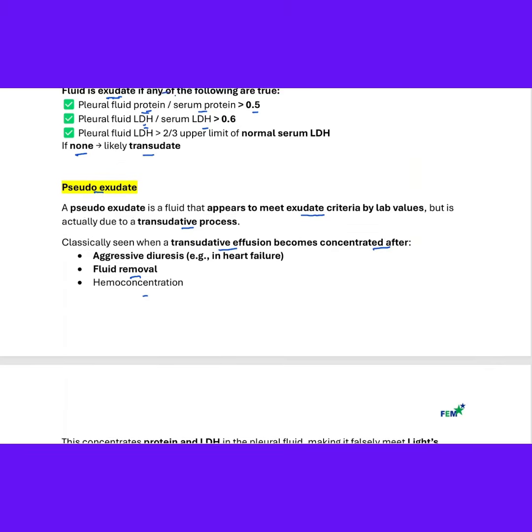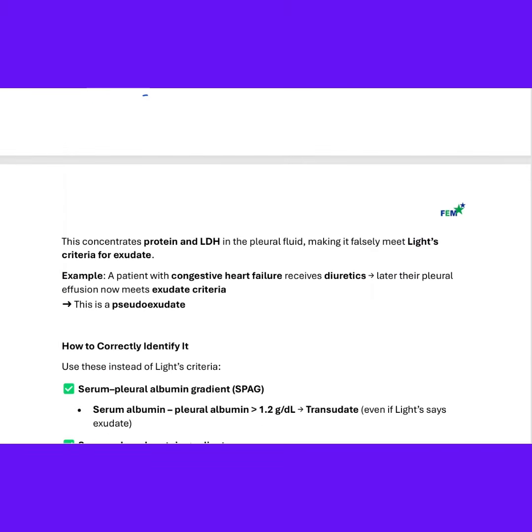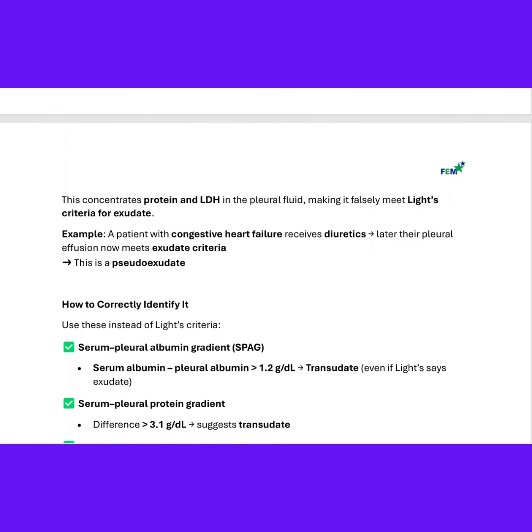So how are you going to know that this is a pseudo-exudate? Of course, based on the history, somebody who has heart failure that you've been diuresing, that could be suggestive of it. This concentrates protein and LDH in the pleural fluid, falsely making it meet Light's criteria for exudate. A classic example, like I mentioned, would be a patient who has congestive heart failure that receives diuretics, and later their pleural effusion now meets exudate criteria. That will be termed pseudo-exudate.